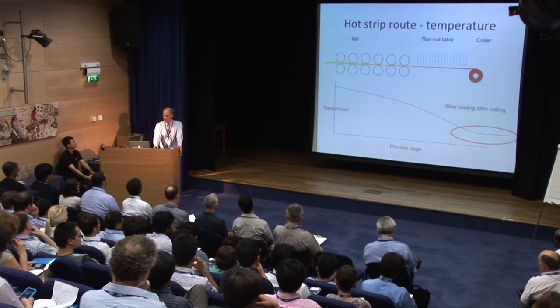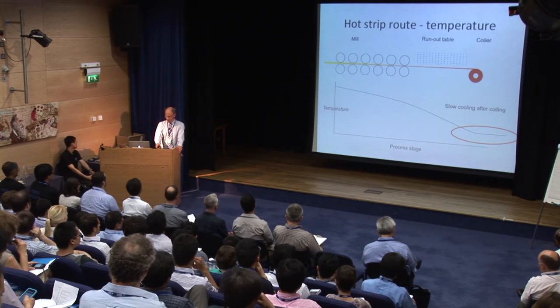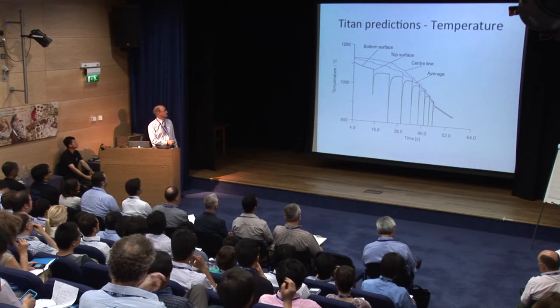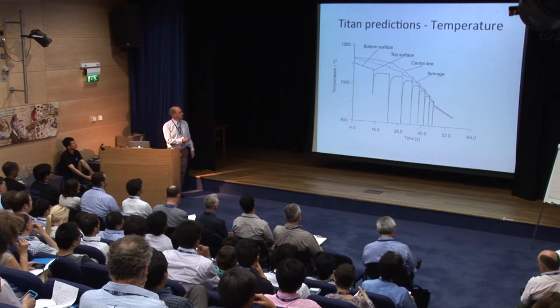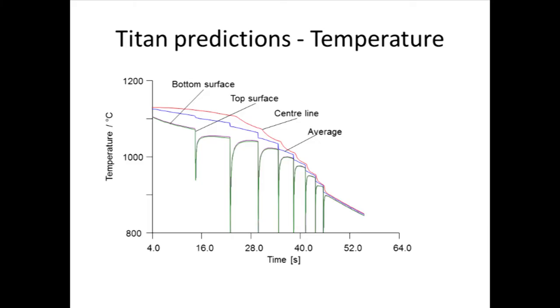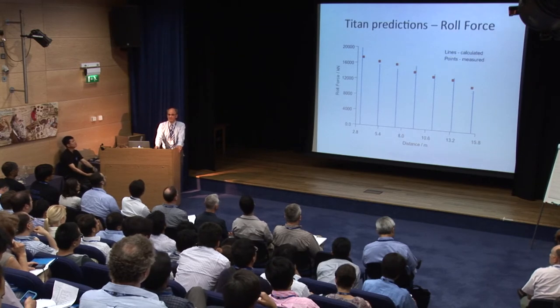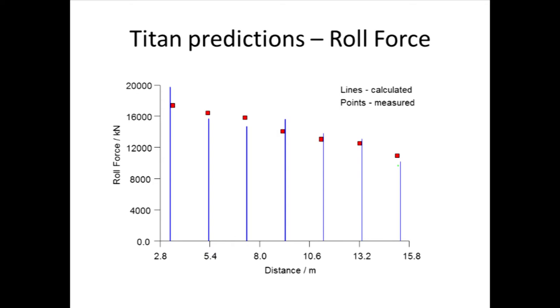The modelling of the hot strip rolling route was done in Tata's IJmuiden Technology Centre. They have a rolling model called Titan, and this could be used to predict the temperature profile that would be followed by different parts of the slab moving through the rolling mill. Not a very surprising profile, I suppose, but you can see the points where the steel loses temperature when it's actually within the stands. And the roll forces required can also be predicted by this model. The model has to be calibrated by using hot workability data gained from Gleeble testing, and then when applied in the model, they validated that the Port Talbot hot strip mill would be capable of rolling superbainite to the required gauges.